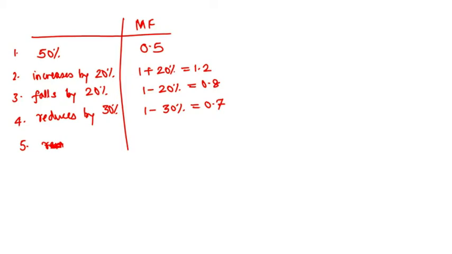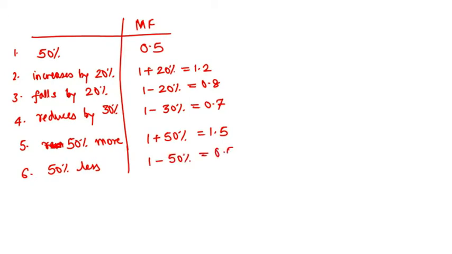Notice in the first one he does not say 50% more. Had he said 50% more, what would have happened instead? 50% more would have been 1 plus 50%. That would be 1.5. Sixth one, if he says 50% less, what is 50% less? 50% less is 1 minus 50%. Therefore, it's equal to 0.5. These are known as multiplying factors. You should understand this concept because this is very important to do questions mentally. Today, I will be teaching you how to do questions mentally.